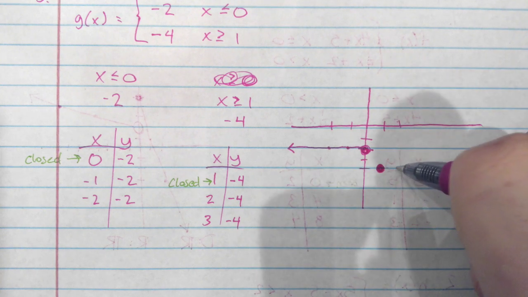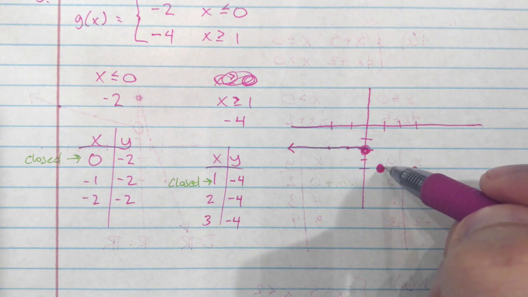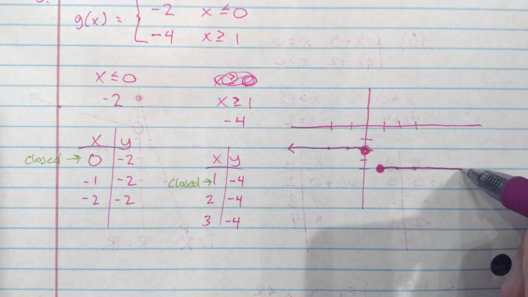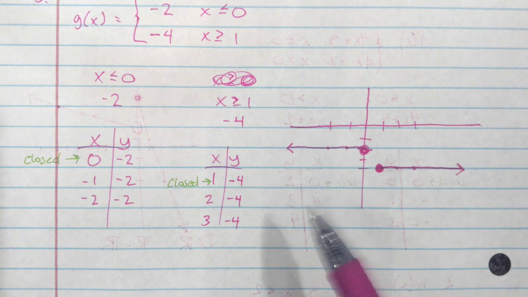At 2, we're at negative 4. At 3, we're at negative 4. At 4, we're at negative 4. At 5, at 7, we're at negative 4. It doesn't matter. It's always at negative 4. It's a horizontal line in this direction. Okay, so easy to graph.